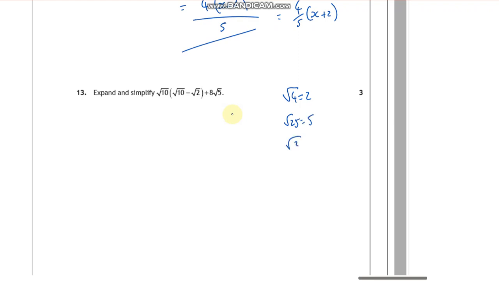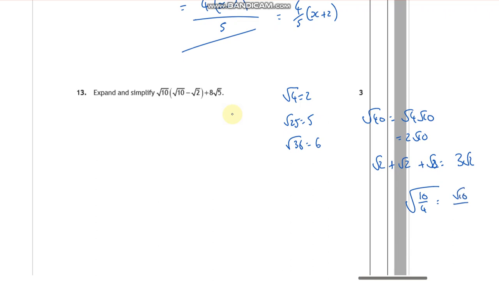Remember, those numbers come in quite a lot. Root 40 is the same as root 4 root 10, which is the same as 2 root 10. Remember that. Root 2 plus root 2 plus root 2 is the same as 3 root 2s. Remember that. And I could say root 10 over 4 is the same as root 10 over root 4. So if you remember those, you're doing pretty well. So let's have a look.